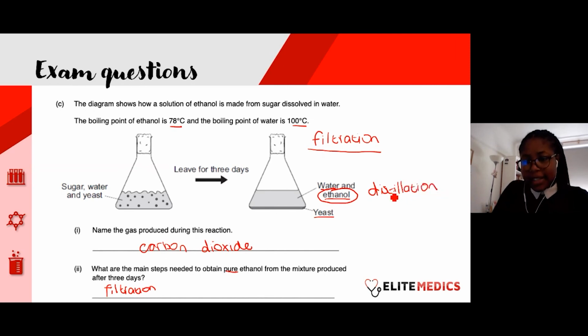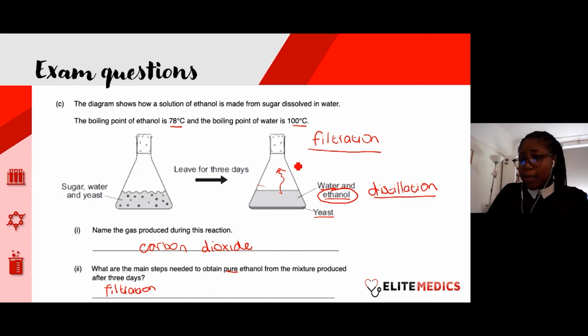And distillation is where you heat the liquids up, so you provide heat, and that's going to cause one of the liquids to boil. In this case, the liquid with the lower boiling point is ethanol at 78 degrees Celsius. So you could just heat the solution up to 78 degrees Celsius, and at that temperature, all the ethanol is going to boil, it's going to turn into a gas, and that gas is going to evaporate upwards.